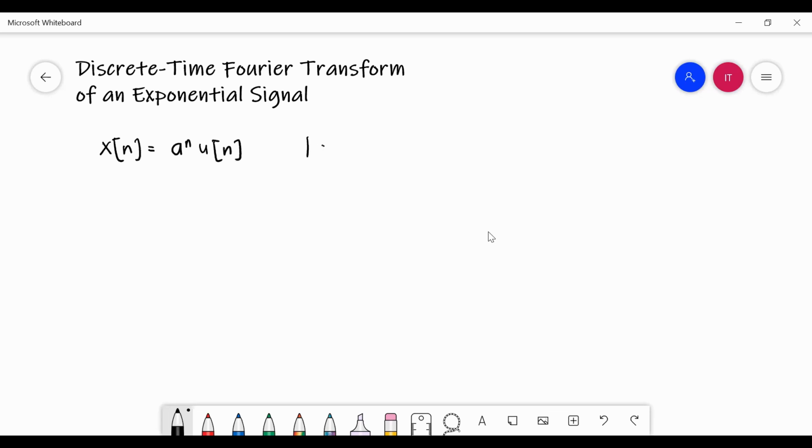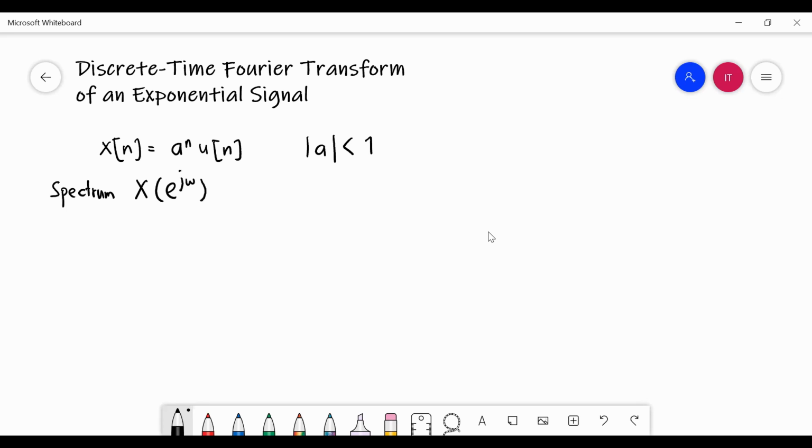So here a is a number whose magnitude is lower than 1, and u here is the unit step function. It is 0 when n is negative and 1 when n is 0 or higher. Now we want to calculate the spectrum of this signal, which is normally denoted by X(e^{jω}).